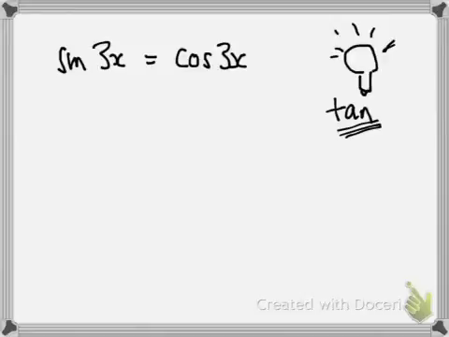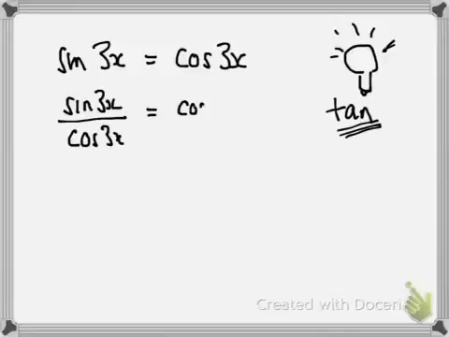Alright, how do we make it a tan equation? We divide both sides by cosine. So in other words, sine 3x gets divided by cosine 3x, and so does cosine 3x. That preserves our equation. Remember, if you divide an equation by the same thing on both sides, it's still a valid equation.